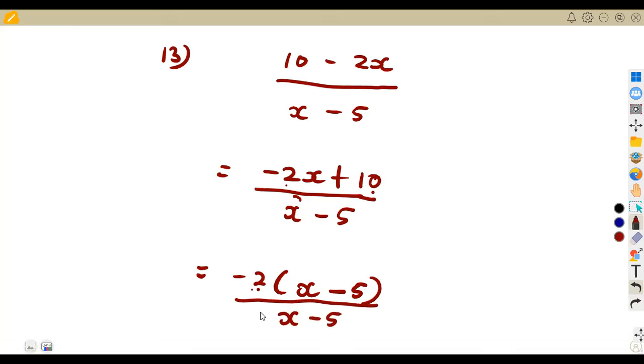There's nothing you can do unless you want to factor out a 1 and write it as x minus 5. It's one and the same thing. So this can cancel out. You remain with minus 2 over 1, which is equivalent to minus 2.